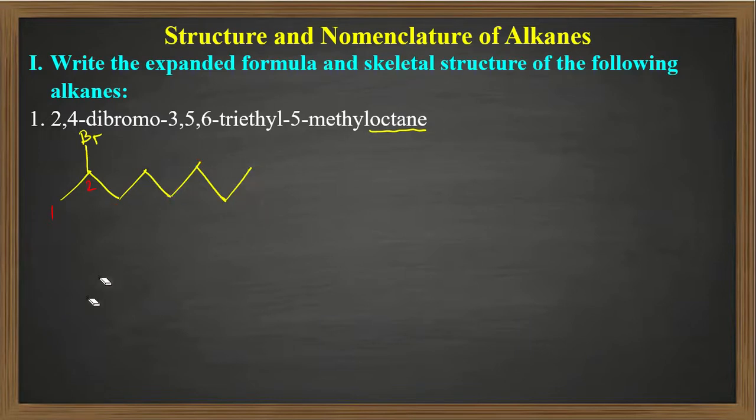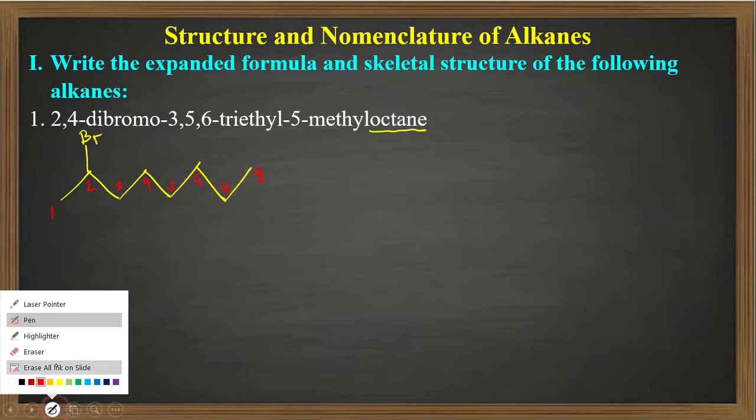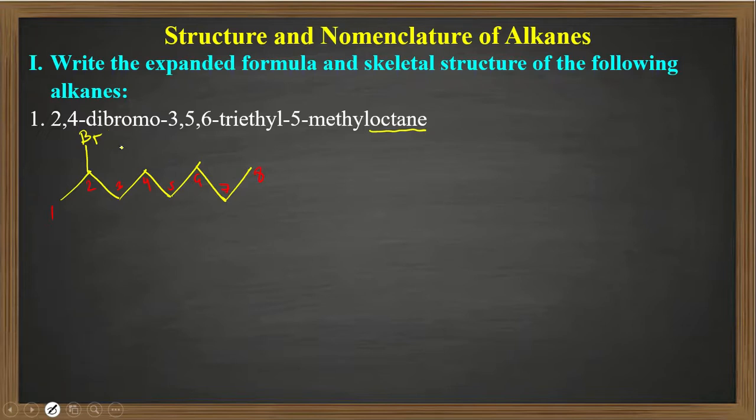Isulod na to siya. Ang iyahang numbering para dili masagabal. So, this will be carbon number 3, 4, 5, 6, 7, and this will be carbon number 8. So, meron tayong dalawang bromine atoms in carbon number 2 at saka carbon number 4. So, we have here bromine. And then, meron din tayong tatlong ethyl in carbon number 3. Ayan. Carbon number 5 and carbon number 6. And then, in carbon number 5 also, meron tayong isang methyl. So, this will be the structure for this name.